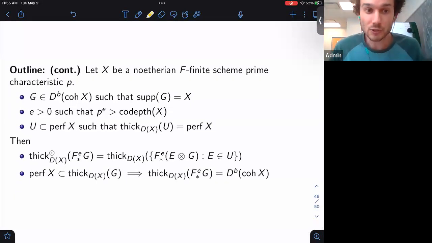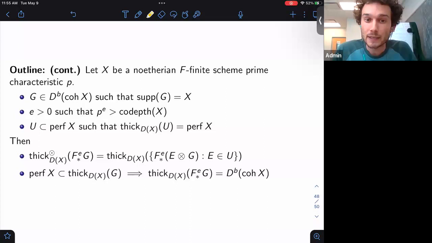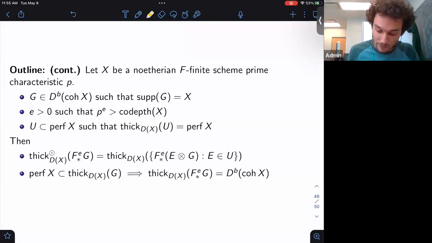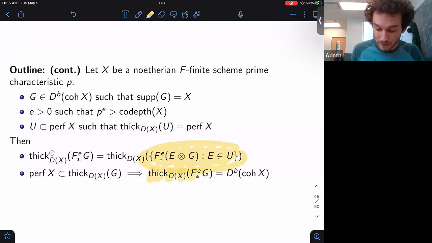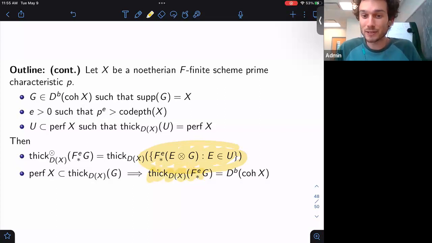So now piecing this together in the same notation, let G be an object that has full support, and choose e so large that p^e is bigger than the codepth. If I choose any subcategory of perfects that generates perfects, then thick ⟨O, the e-th push forward⟩ is the thick subcategory of the set of the push forwards of all the tensor products of E ⊗ G, where E comes from U. So what this is saying is that if I have an object that generates perf X, I can push it forward and know the smallest thick subcategory it generates is all of D^b(coh X).